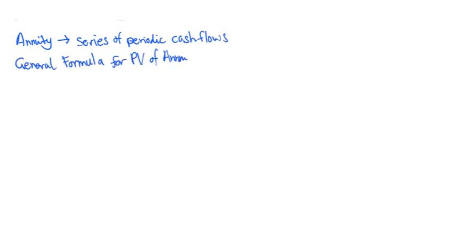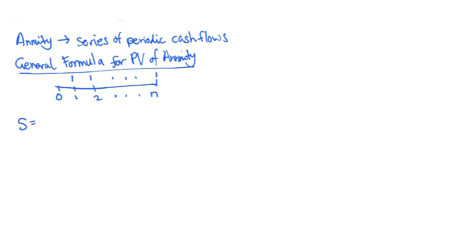An annuity is a series of periodic cash flows. Now let's derive the general formula for the present value of an annuity. Suppose the annuity is a $1 cash flow at the end of every year for n years. Here's the timeline. Now letting v equal 1 over (1 plus i), and discounting each cash flow, we get the following summation.